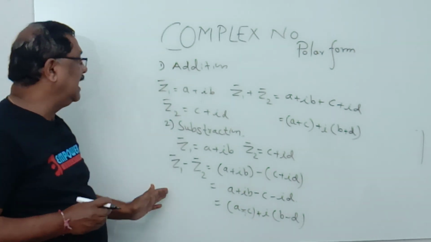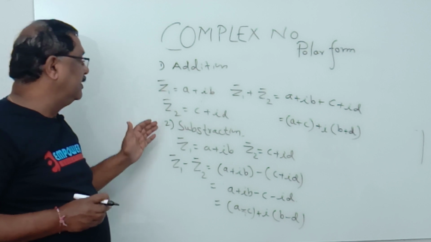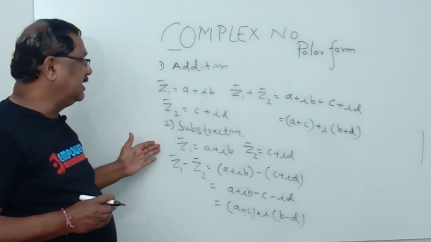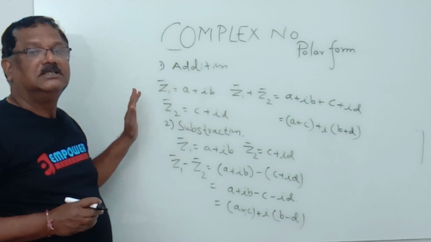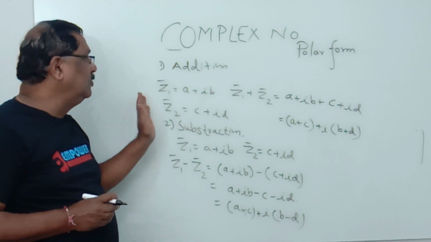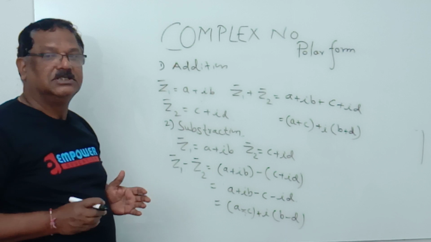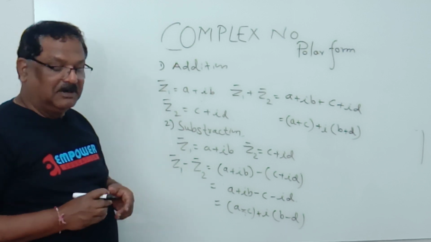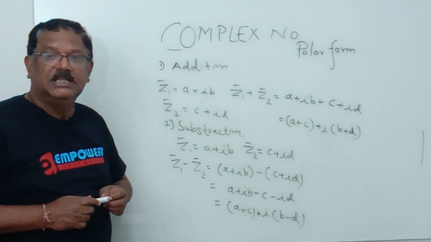Here a very important thing is that when you are doing the operations on complex numbers for addition and subtraction, you always have to take Cartesian forms. You cannot do the operation of addition and subtraction with the help of polar form. Polar form we use for multiplication and division, which we will see in the next session.